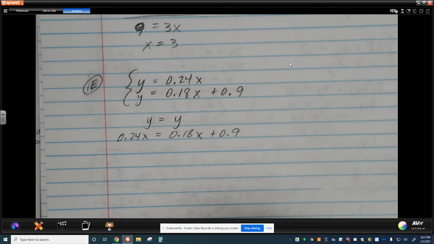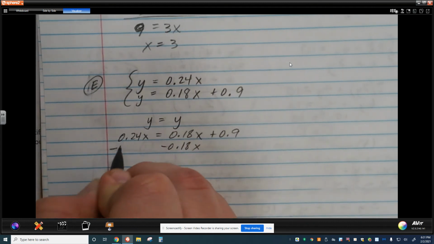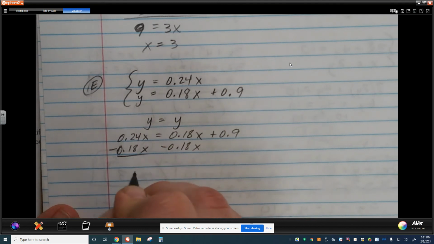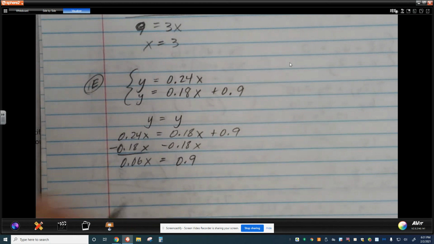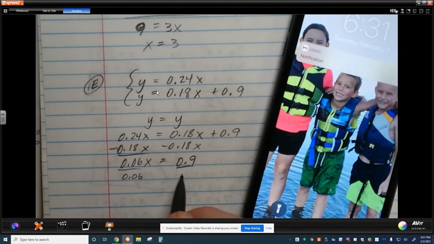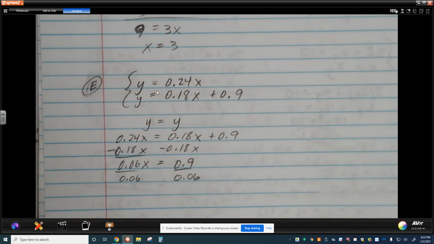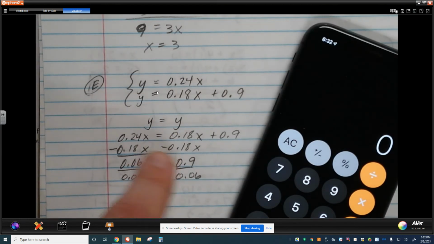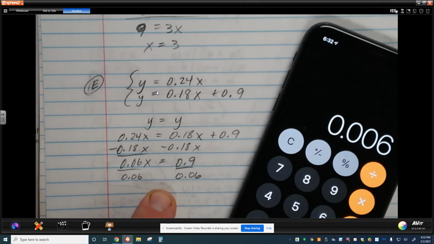And now with that in mind, what I can do is look at these pieces and start simplifying, subtracting 18 hundredths X. And I get 6 hundredths of X is equal to 9 tenths. And then my last step here is just divide by 6 hundredths on both sides. And now with the understanding that these two values were given in decimal form, I want to go ahead and proceed in decimal form. Oops.